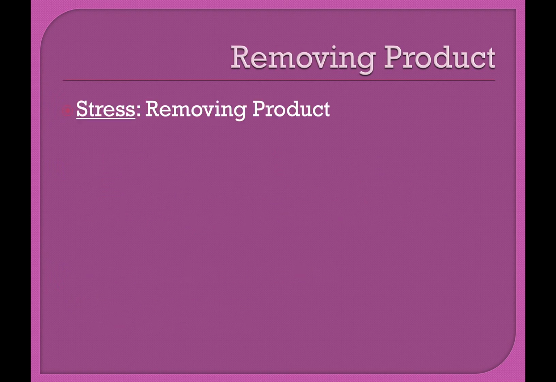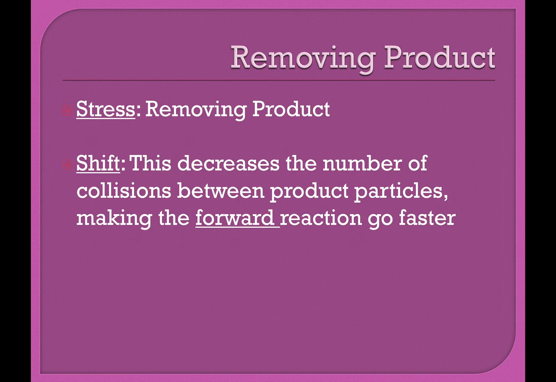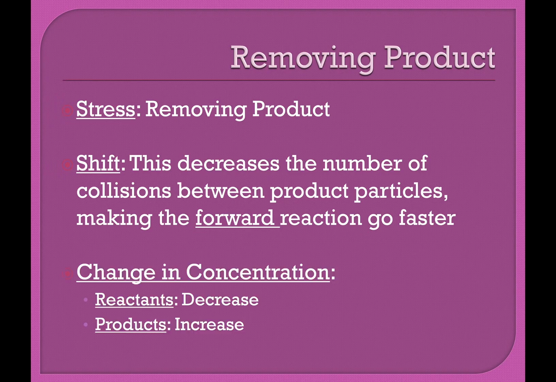Removing product. This is going to decrease the concentration of products. It'll decrease the number of collisions between product particles, and it makes the forward reaction go faster. Since the forward reaction is occurring faster, reactants will get used up and their concentration will decrease, and the concentration of products will increase as more of them are made from the forward reaction.